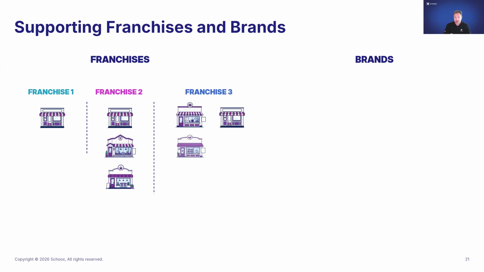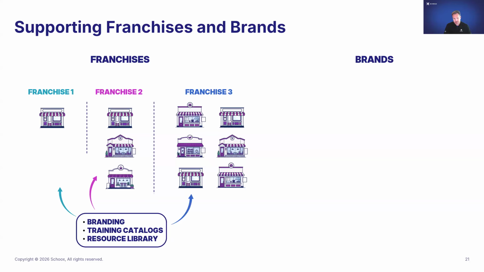Franchise 3 has a mix and match, 6 locations, 4 different brands, but we see this all the time. This is a very common use case. And the beauty of this is that each of these can have their own branding, training catalogs, and resource library if you choose to turn this on. And the reason I say if you choose to turn this on is we have some organizations that say you can't utilize branding. Everybody sees the same brand. You're going to see your concept's brand, but you can create your own training and resource library.